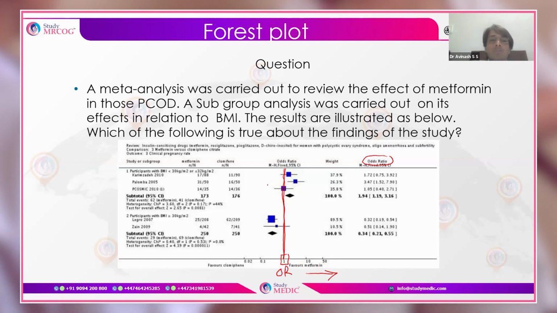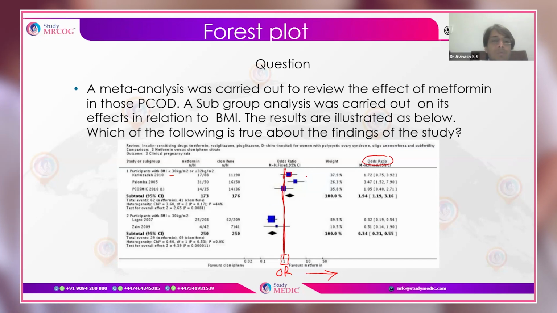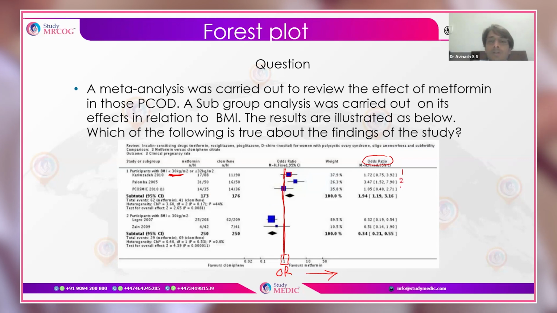Now, these are the individual studies. This is study 1 of 2010. Each square indicates one study. So there are 3 studies in the subgroup in whom the BMI was less than 30, 1, 2, and 3. And in the BMI more than 30 group, we have 2 studies here. The square box indicates an individual RCT or whatever study is considered.